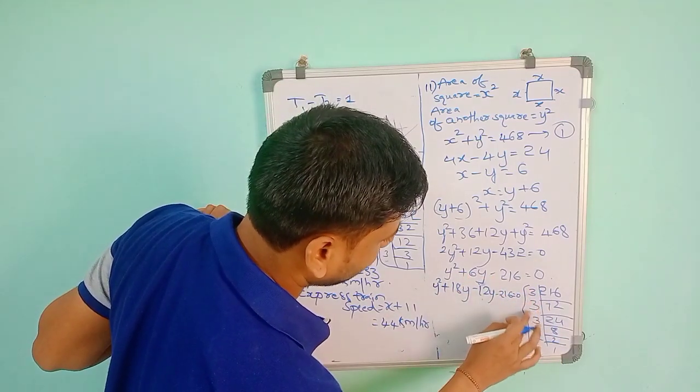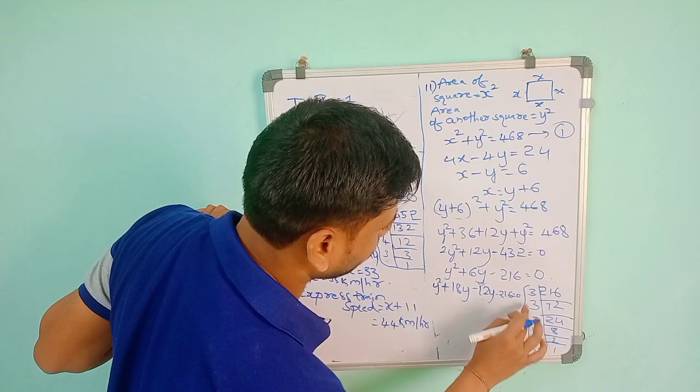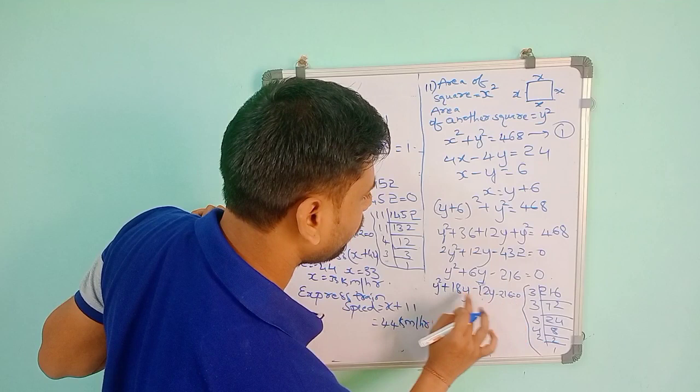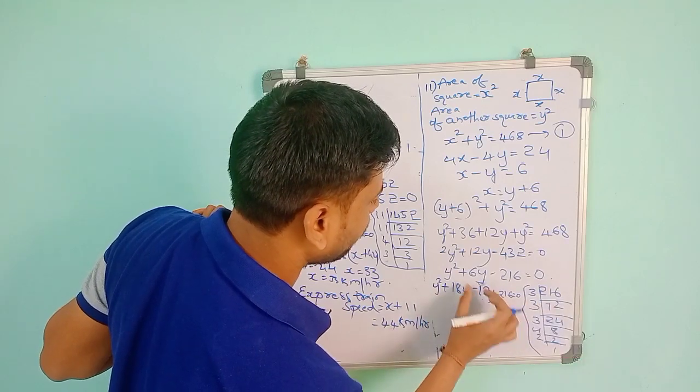If I do 3 3s are 9, then 3 9s are 27. 27 into 8, it will not become 6. So 3 3s are 9, 9 2s are 18. So 18 into 12 is 216 and the 18 and 12 difference is 6.